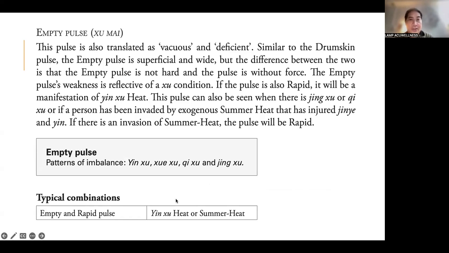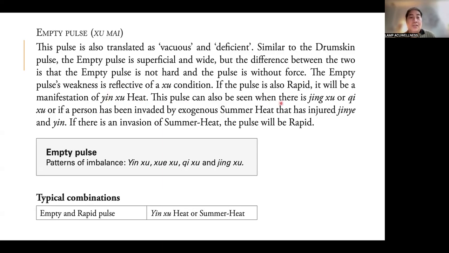This is similar to the drum skin pulse. The empty pulse is superficial and wide, malawak, no? But the difference is that the empty pulse is not hard and the pulse is without force. The empty pulse's weakness reflects a deficiency condition. If the pulse is also rapid, this is yin deficiency heat, or empty yin deficiency with empty heat.